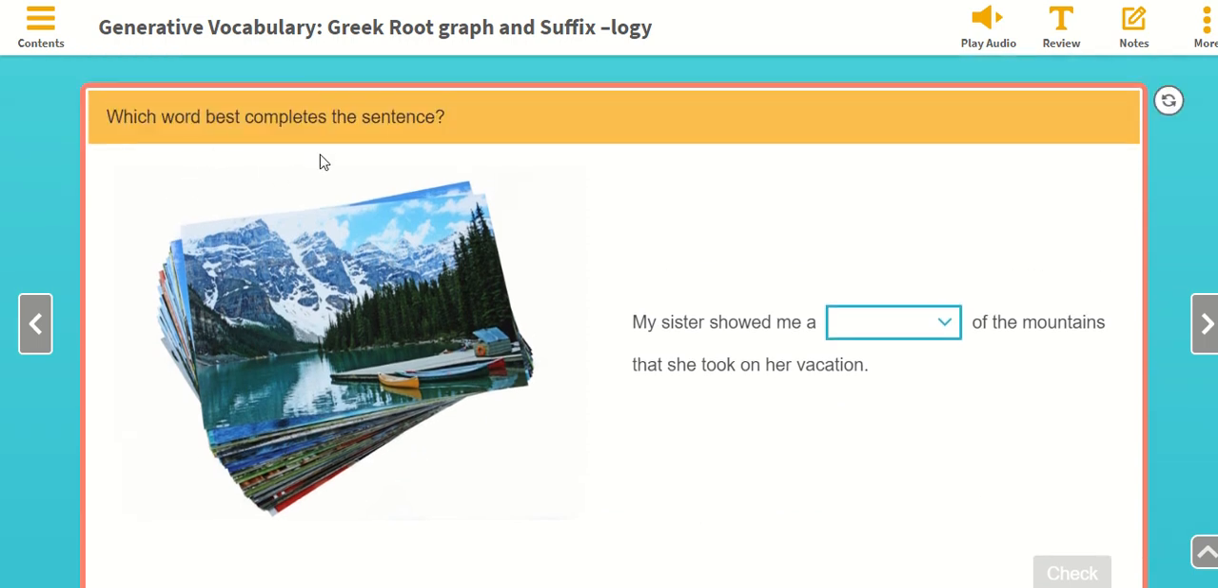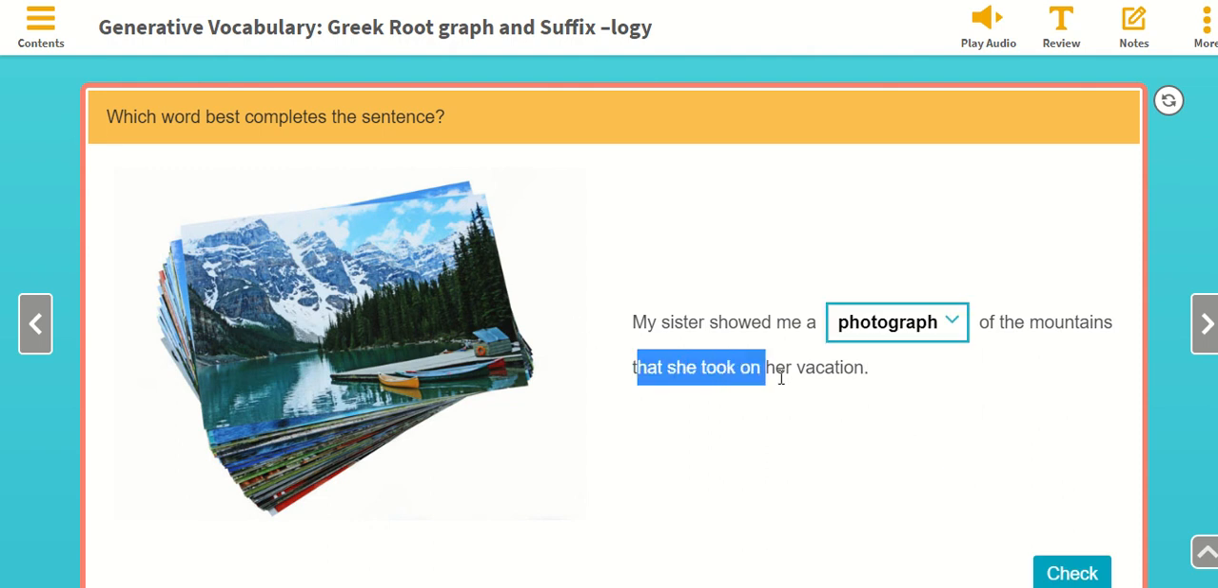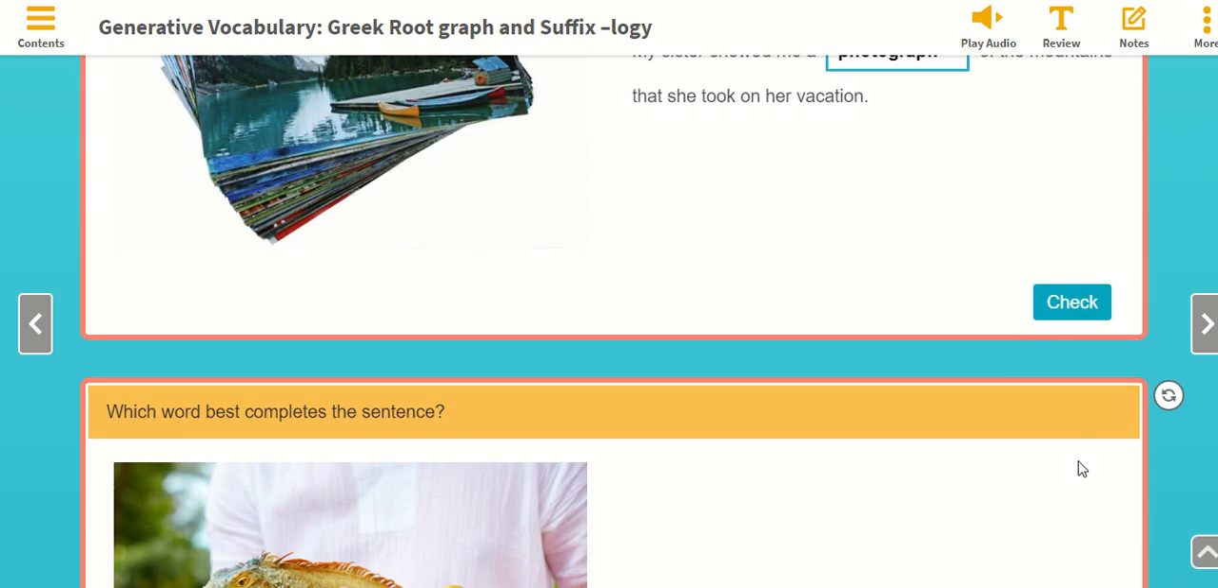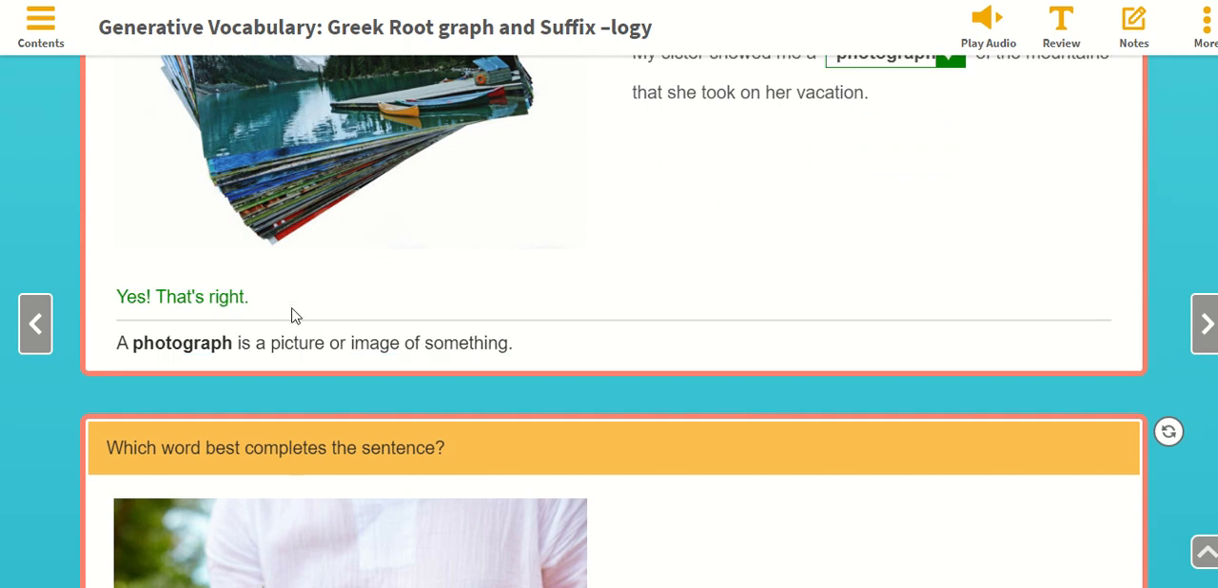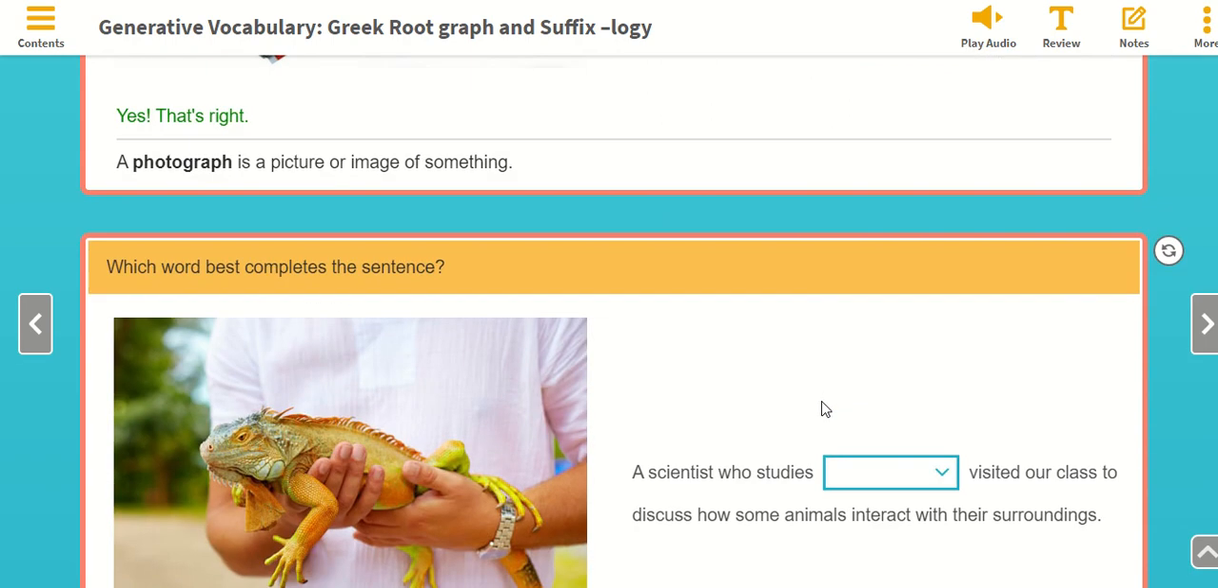Which word best completes this sentence? My sister showed me a blank of the mountains that she took on her vacation. So here we know graph means to write or record something. So what are we recording here? Telegraph, autograph, or photograph? Take a look at the image here. Pause and then come back and see if you got it right. If you chose photograph, because this is a photo and she was taking photos or recording them, you are correct. A photograph is a picture or image of something.